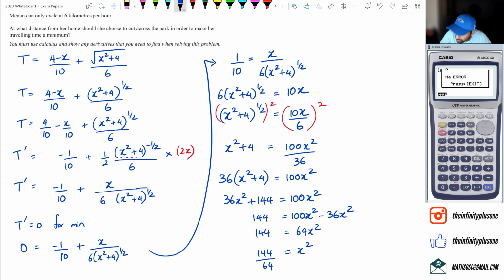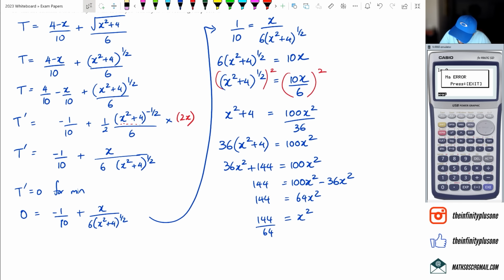Happens to be some nice numbers here, so we could theoretically write this as 1.5, but let me just do it in the calculator. I mean, I know I could just do it straight up, but it's all right. 144 divided by 64 is equal to 2.25. x squared is equal to 2.25. So x is equal to the square root of that.